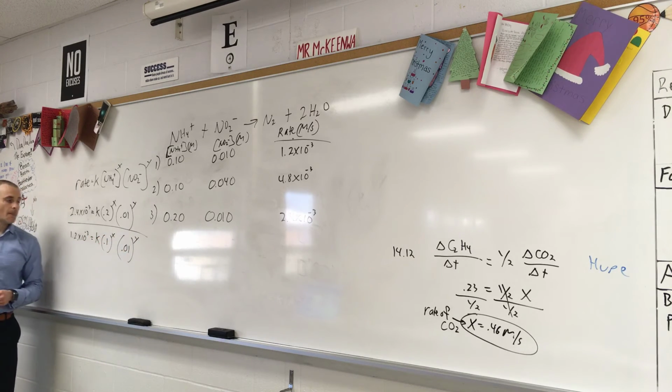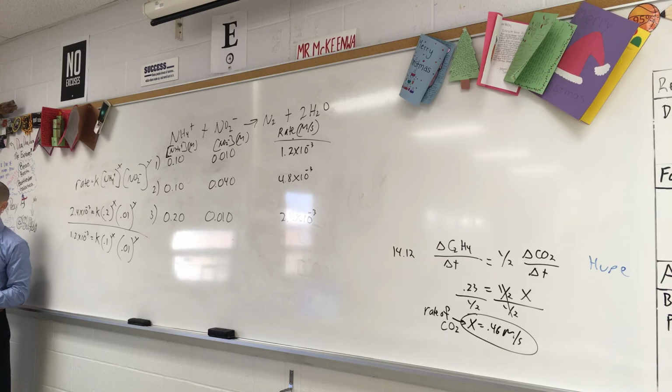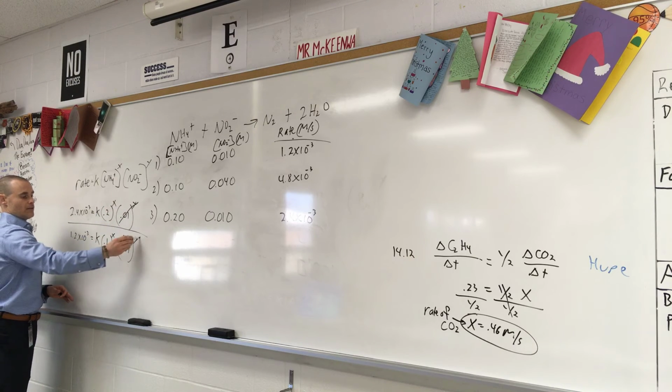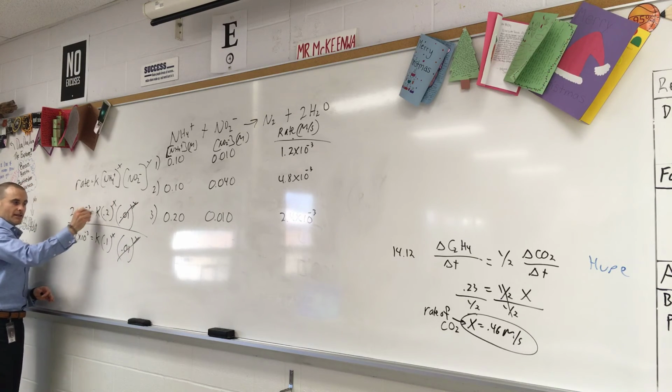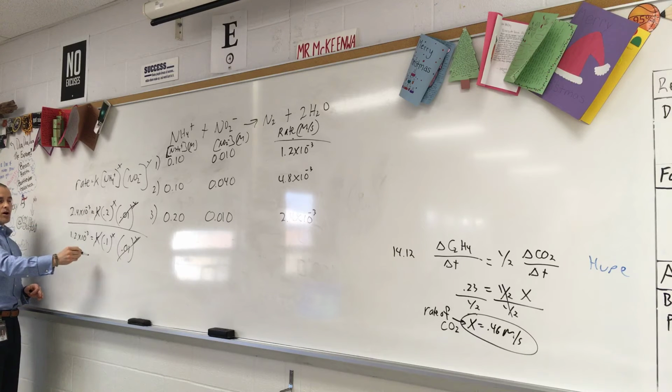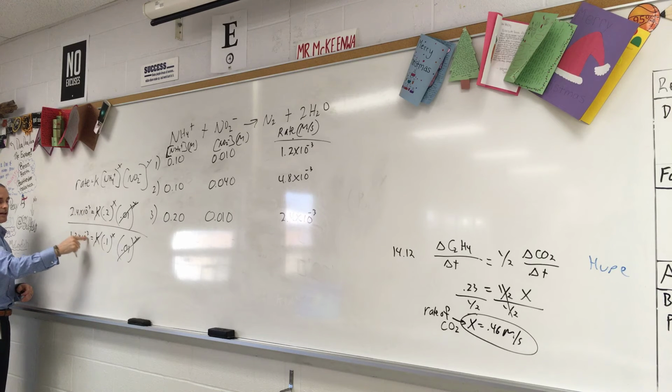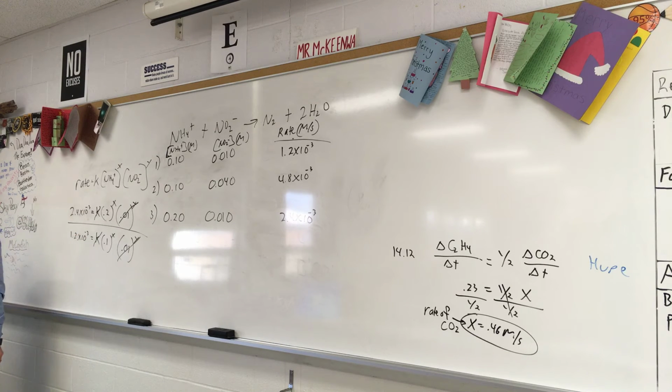So when we do this, all right, stay with me, pay attention, because this is exactly how we do these problems every single time. You cross off what cancels out. This cancels out, this cancels out. That's just 1. This cancels out, this cancels out. That's just 1. So now we take 2.4 times 10 to the negative 3 divided by 1.2 times 10 to the negative 3. What do we get?